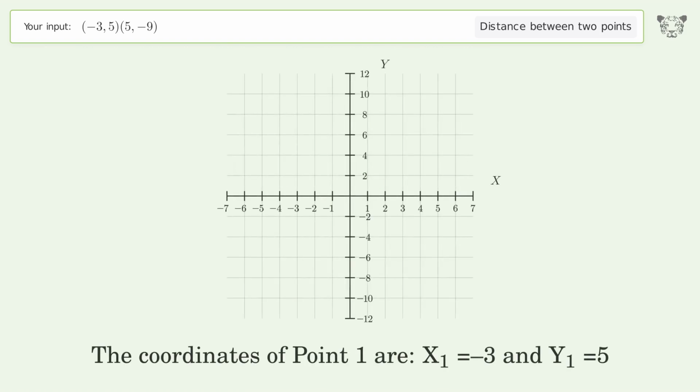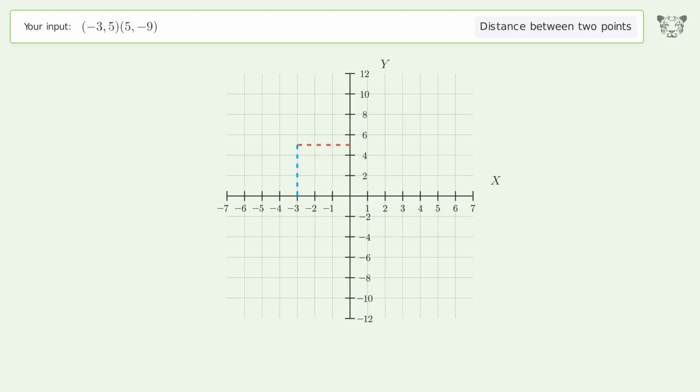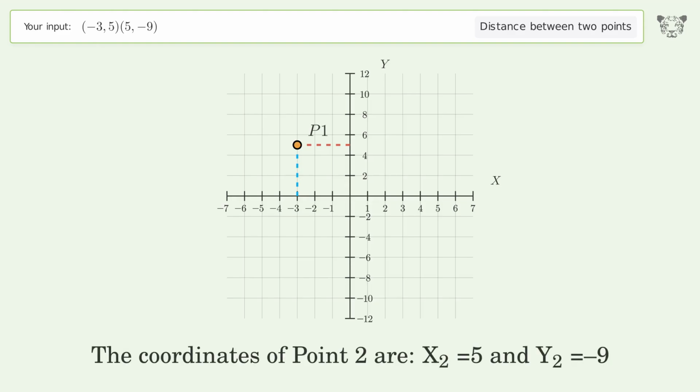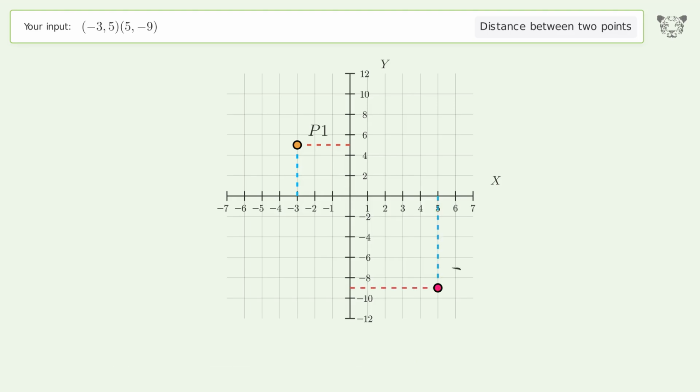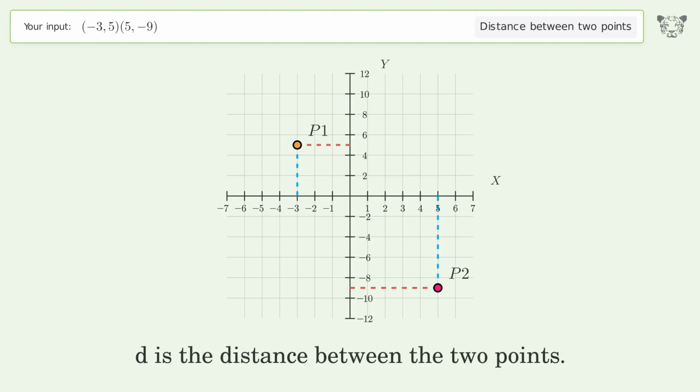The coordinates of point 1 are, x1 equals -3 and y1 equals 5. The coordinates of point 2 are, x2 equals 5 and y2 equals -9. D is the distance between the 2 points.